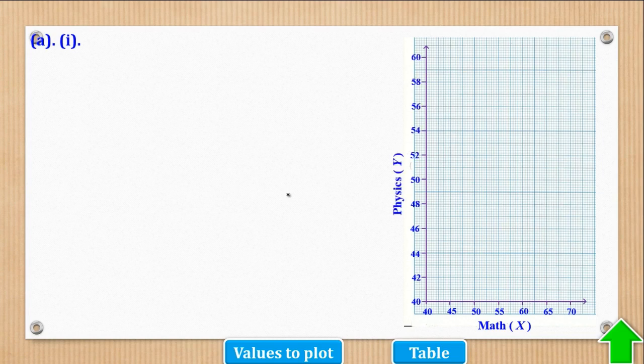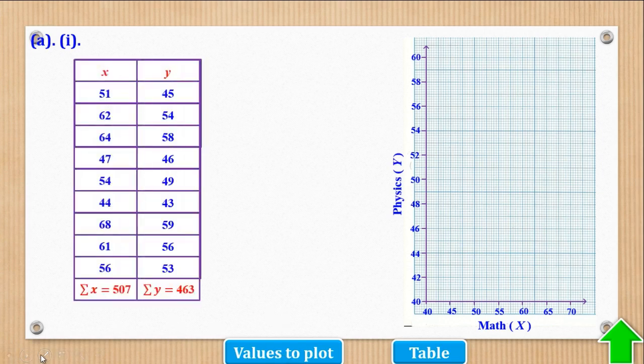And label it. Then we shall start to plot. So plotting, 51 goes with 45 to give you that. 62 goes with 54 to give you that. 64 goes with 58 to give you that. 47 with 46 to give you that.